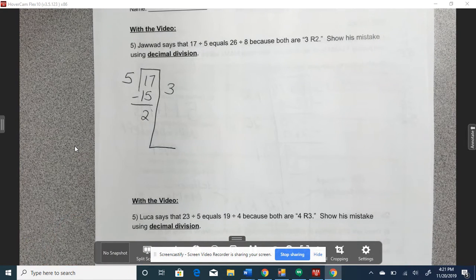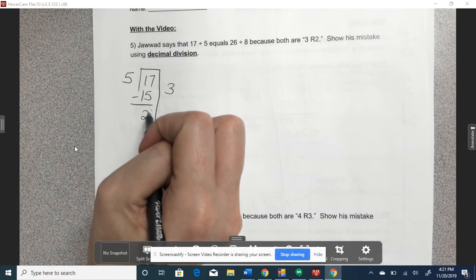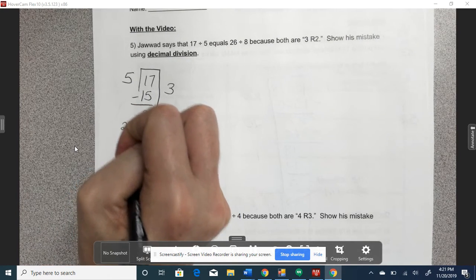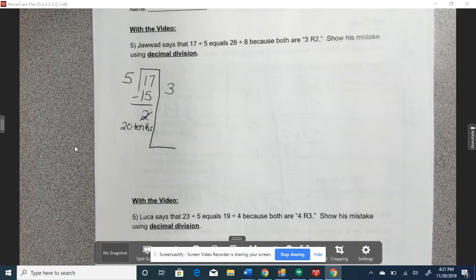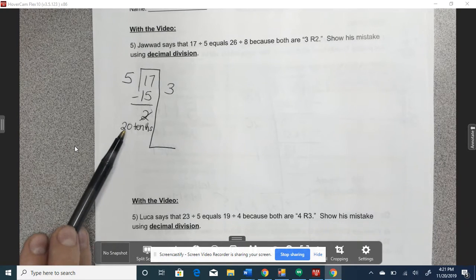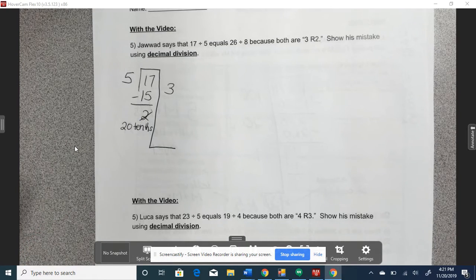This says 2 ones. We can rename this as 20 tenths. The reason we can do this is because ones is 10 times more than tenths. 20 is 10 times more than 2. 20 tenths is the same as 2 ones. Now let me keep dividing.